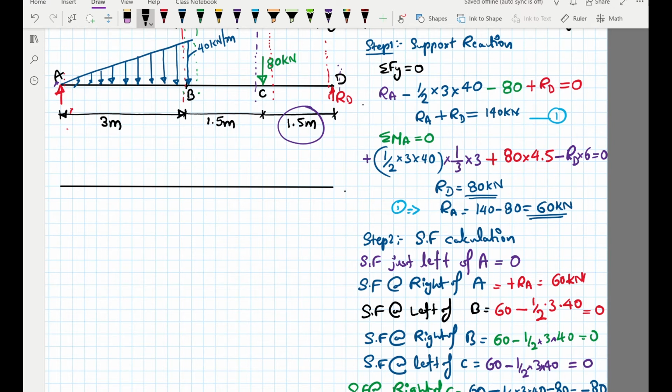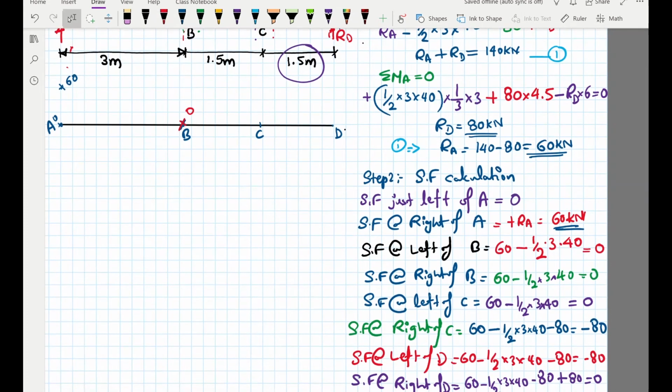So at left of A we got 0. This is point A, B, C and D. We got 0. Then right of A we got 60 kilonewton. I am going to draw here 60 kilonewton. Then at left of B we got 0. I'll take 0. At right of B again we got 0.